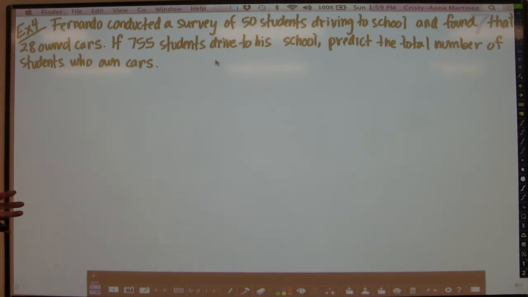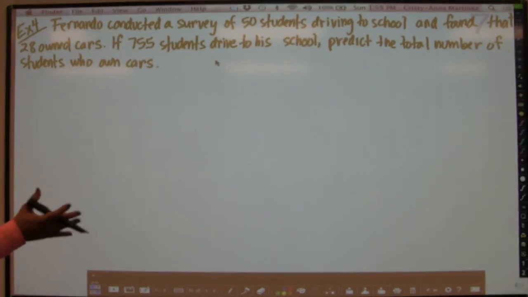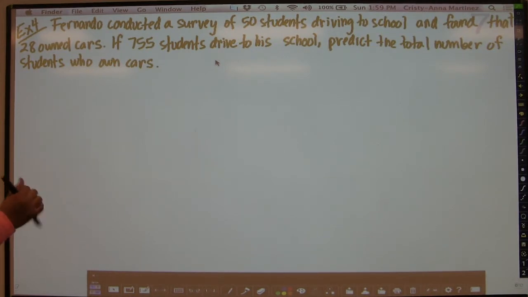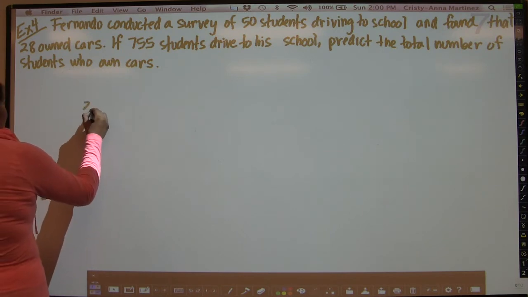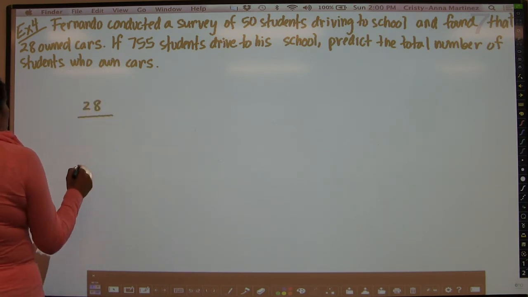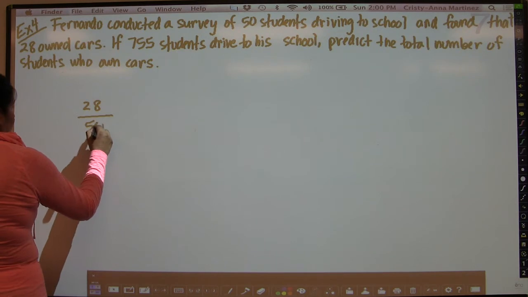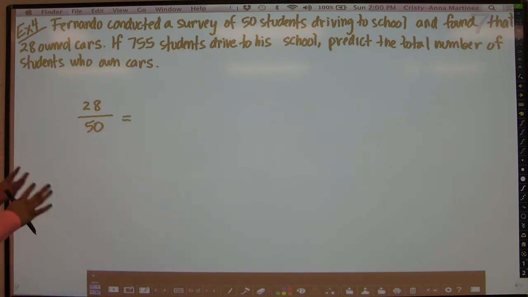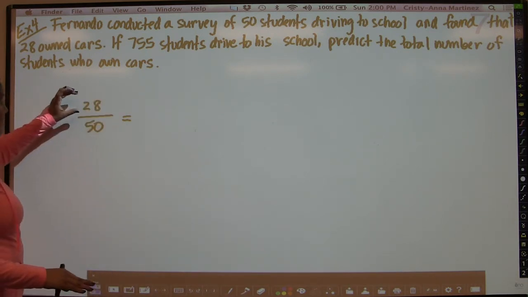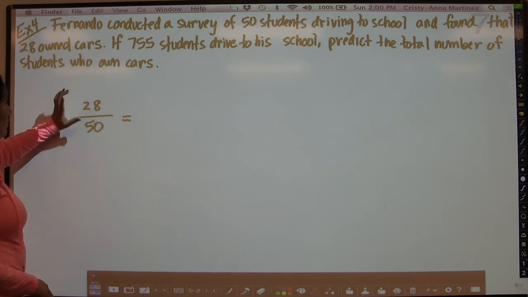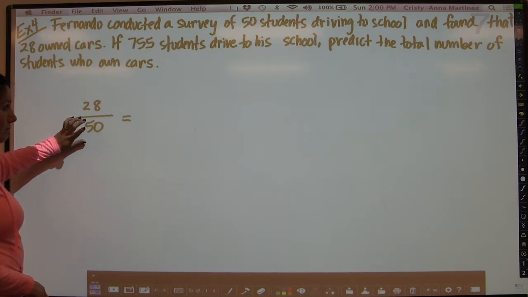So basically he has a small sampling of 50 people compared to the entire school population, which is 755 students that drive to school. So out of the 50 that he surveyed, 28 owned cars. So we know that 28 owned cars out of the 50. Now, assuming that this same ratio is present in the total population, then we're doing the same thing. We have the amount of owned cars versus the amount that were surveyed.